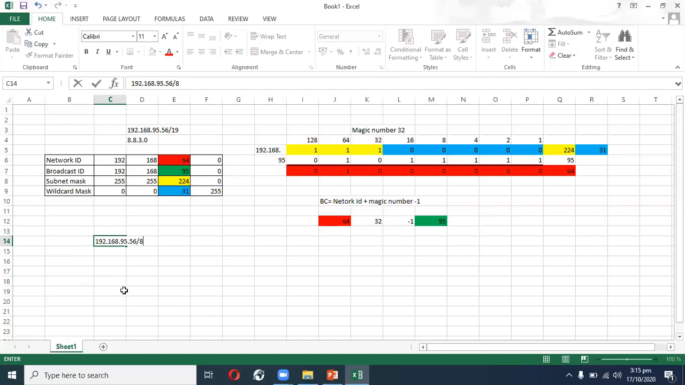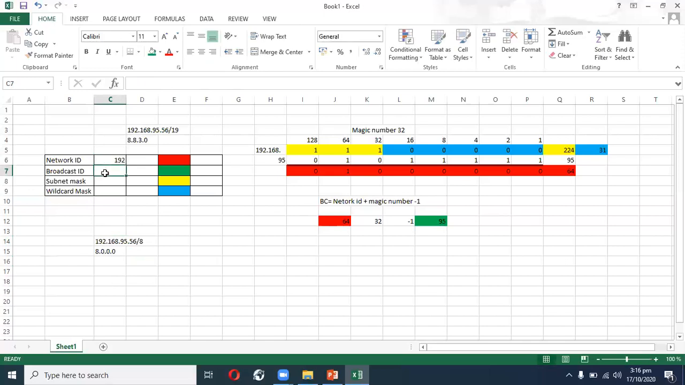192.168.95.56/8. So let me remove these so I can write them there. So for class A, we have 8. The rest are all zeros. 0, 0, 0. So this is our 192.168.95.56/8. So we have only one 8. So this will be 8.0.0.0. So 8 means 192 will be the same.